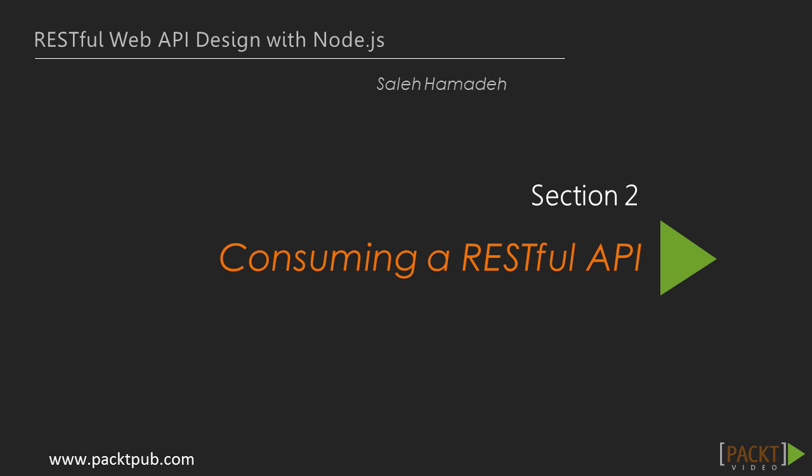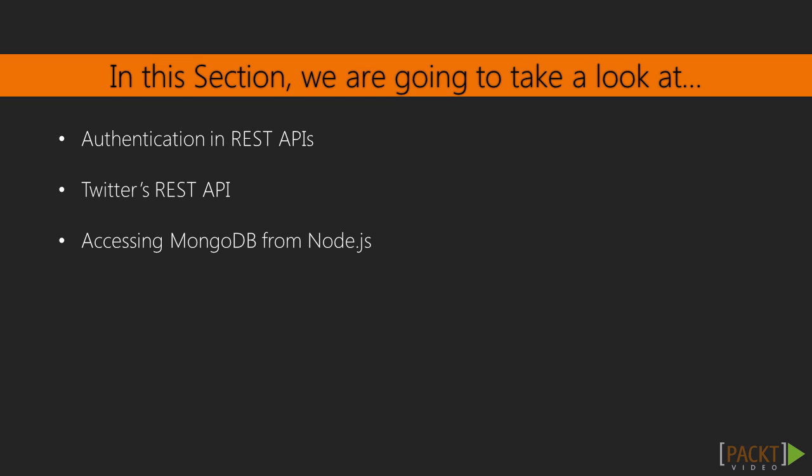Hello and welcome to section 2, Consuming a RESTful API. In the previous section, we learned what a RESTful API is and how it is implemented over HTTP. In this section, we will use Twitter's API to implement a login flow and to access a user's Twitter data. We are going to look at authentication and REST APIs.